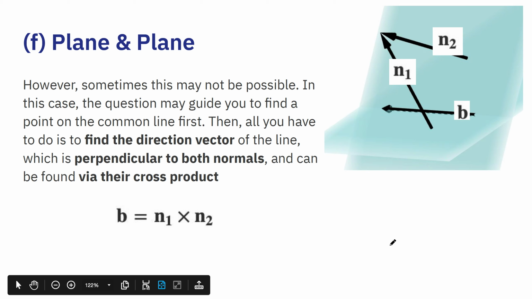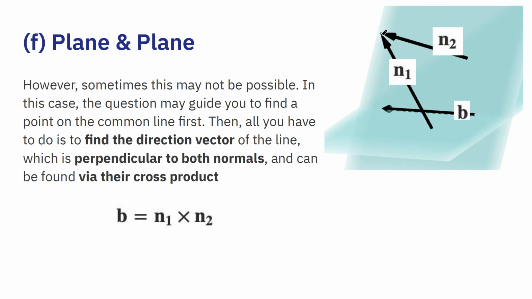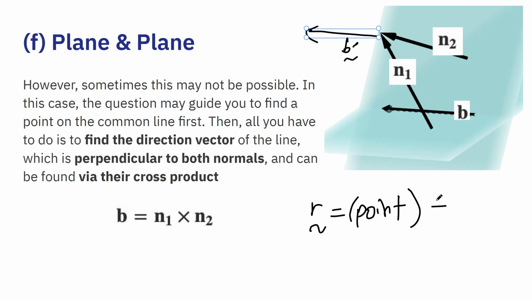So let's say we have two planes, okay, intersecting here. If we find the normal vectors n1 and n2, the resultant may look something like this. The resultant, let's say b. So this thing that we get from crossing n1 and n2 will give us a vector that is parallel to the line of intersection between the two planes. So then we can just write our equation as r equals to point, so this point is the one that you got earlier in the question, plus lambda b.